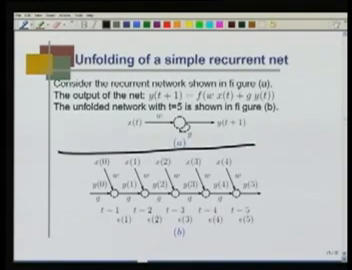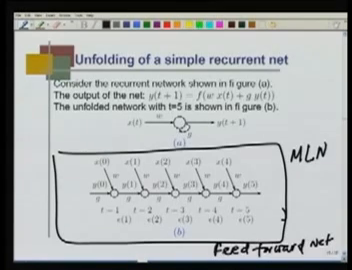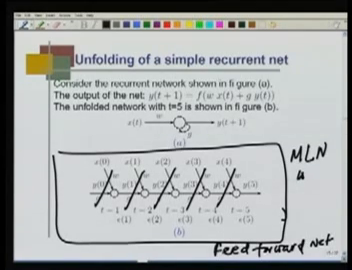This is a feed forward network, and this feed forward network is actually an MLN, multi-layer network. With how many layers? This is the first layer of weights, this is the second layer of weights, this is the third layer of weights, fourth layer and fifth layer. So, an MLN with 5 layers of weights.